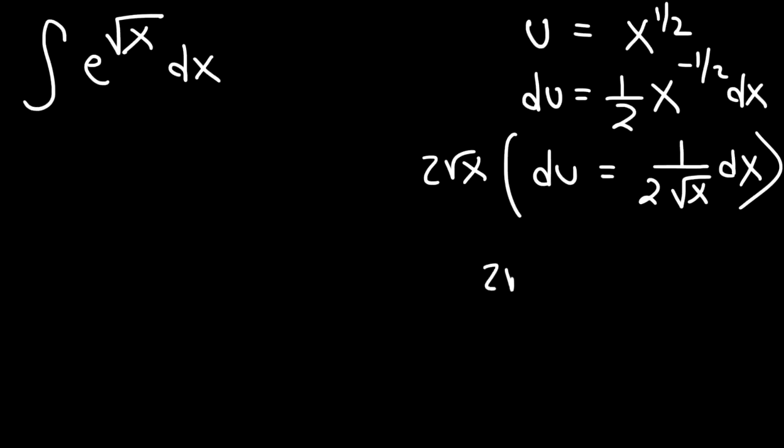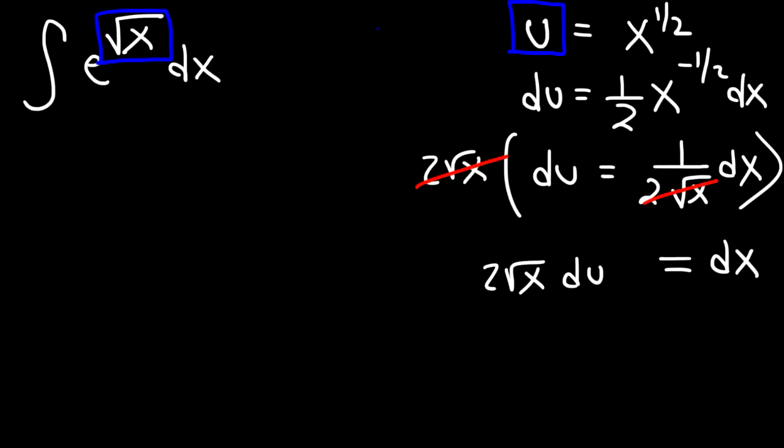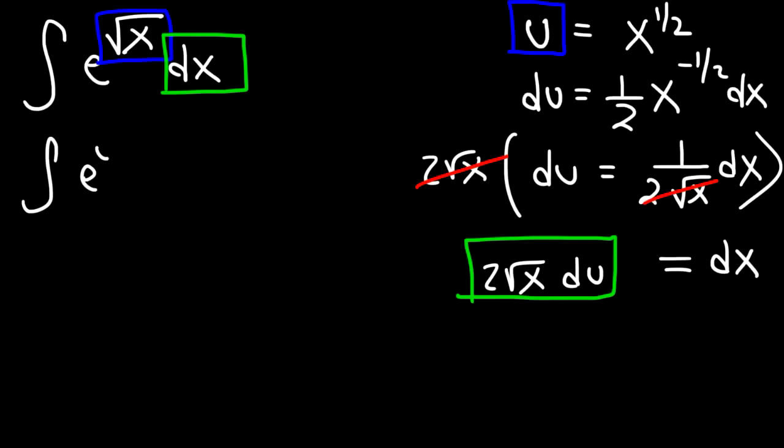On the left side, we're going to have this. On the right side, these two will cancel. And so we're just going to have dx on the right side. So let's replace the square root of x with the u variable, since they're equal to each other. And let's replace dx with 2 square root x du. So this is going to be the integral of e to the u times 2 square root x du.